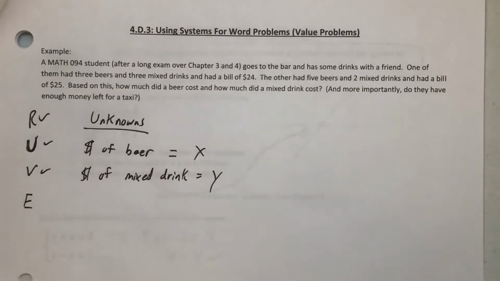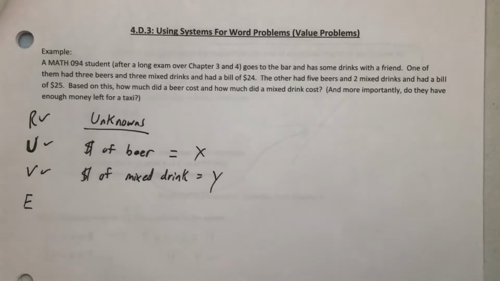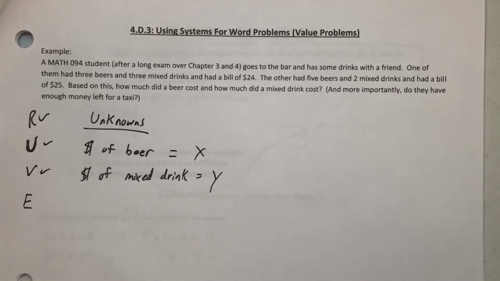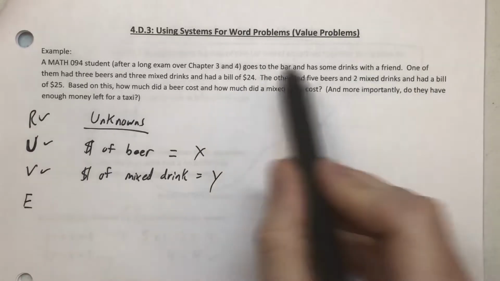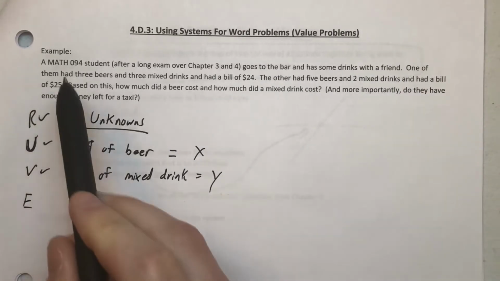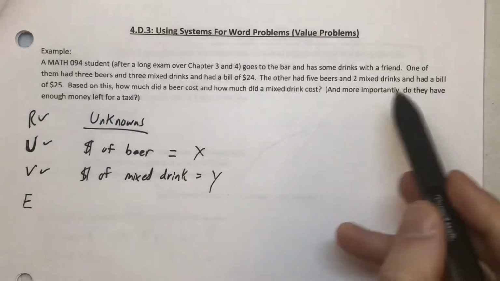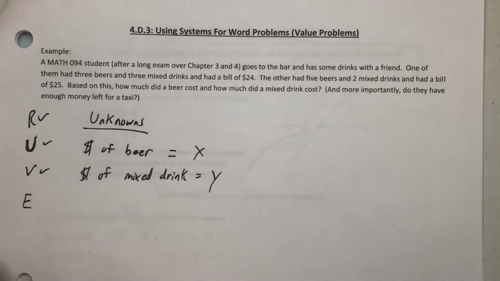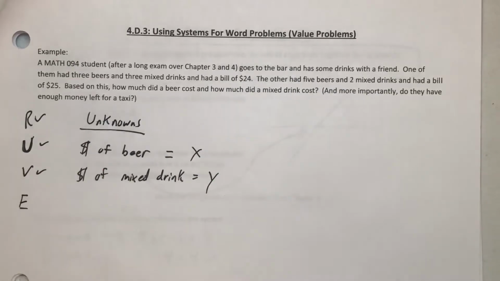So now let's get to the equations part. For these value problems, it's actually very straightforward where these come from. And when you realize you're in a problem like this, it's just the interpreting of each sentence, because each sentence gives a different scenario. This second sentence here, one of them, so one person, had 3 beers and 3 mixed drinks and had a bill of $24. So that's telling you 3 beers and 3 mixed drinks will cost $24. The next sentence is telling you 5 beers and 2 mixed drinks will cost $25.